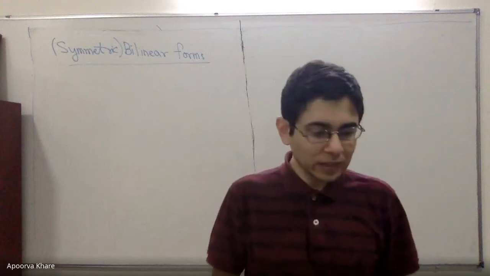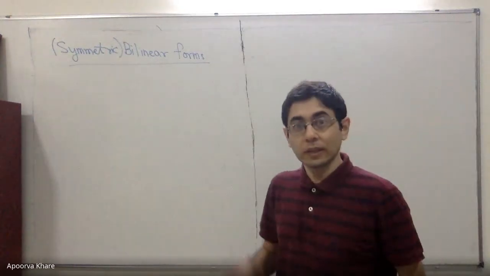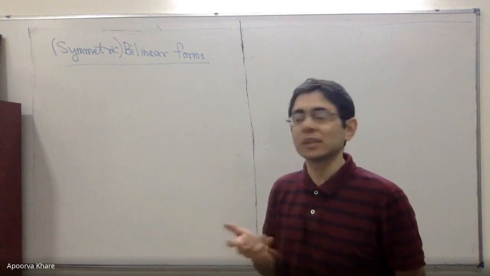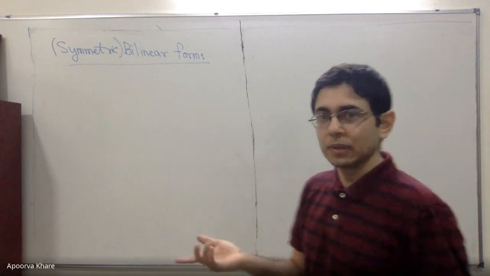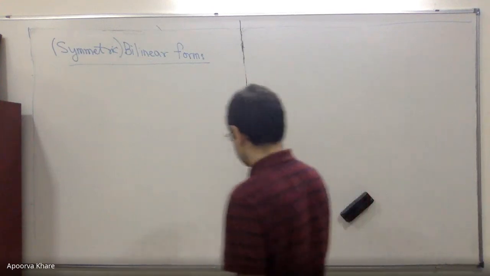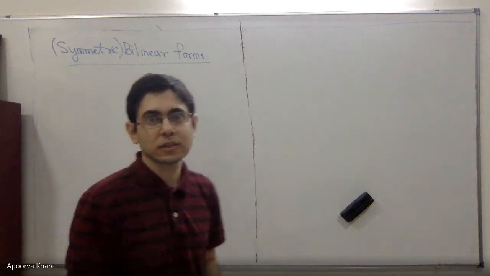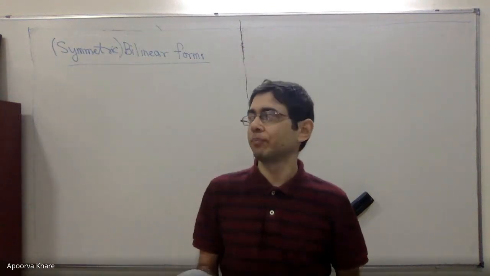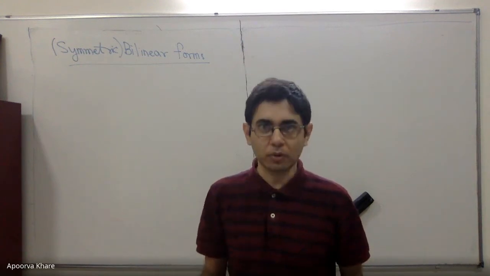So one thing to say right away is that linear forms, the same as linear functionals, are in bijection with row vectors, and similarly bilinear forms are in bijection with matrices. Okay, so as a result, when we talk about symmetric matrices, this is the section that's going to talk about them.